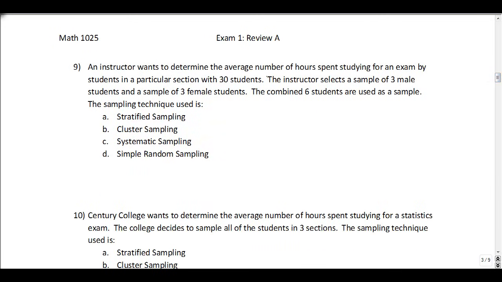Okay, so for number 9, an instructor wants to determine the average number of hours spent studying for an exam by students in a particular section with 30 students. Same setup as the last problem. So what we do is this instructor selects a sample of 3 male students and a sample of 3 female students. The combined 6 students are used as a sample.